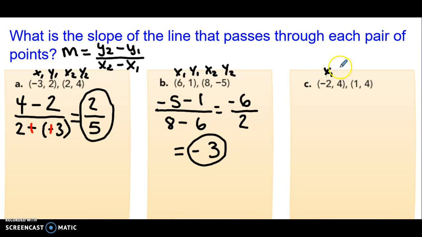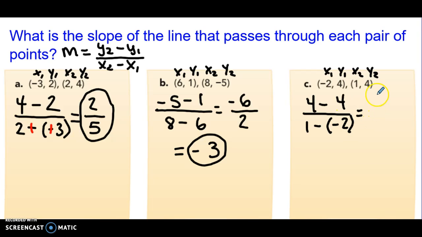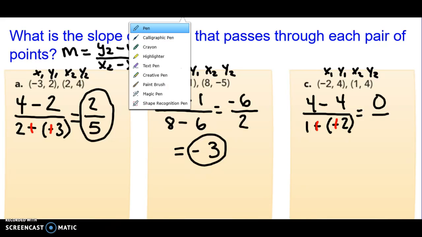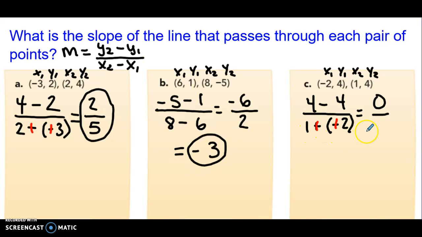x1, y1, again label everything, x2, y2. So y2 is 4 minus your y1, which is 4, divided by your x2, which is 1, minus your x1, which is negative 2. Well, 4 minus 4 is 0, divided by, don't forget, two negatives, they make a positive. So we get 1 plus 2, which is 3. Well, 0 divided by 3 is simply 0. So that would be your slope.